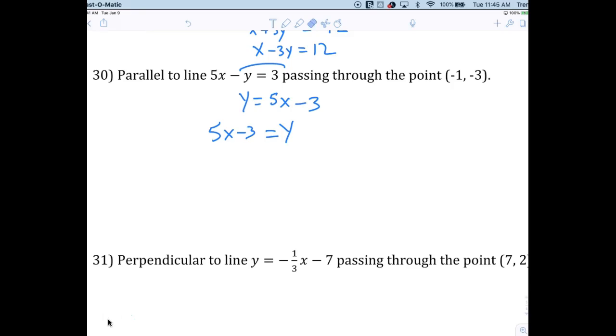All right, now if you're not sure, of course, now's the time you say what's going on. What? Because I didn't move the 5x. I moved the y. The y was negative. All right, go. So what's the slope of the parallel line? 5. Okay.